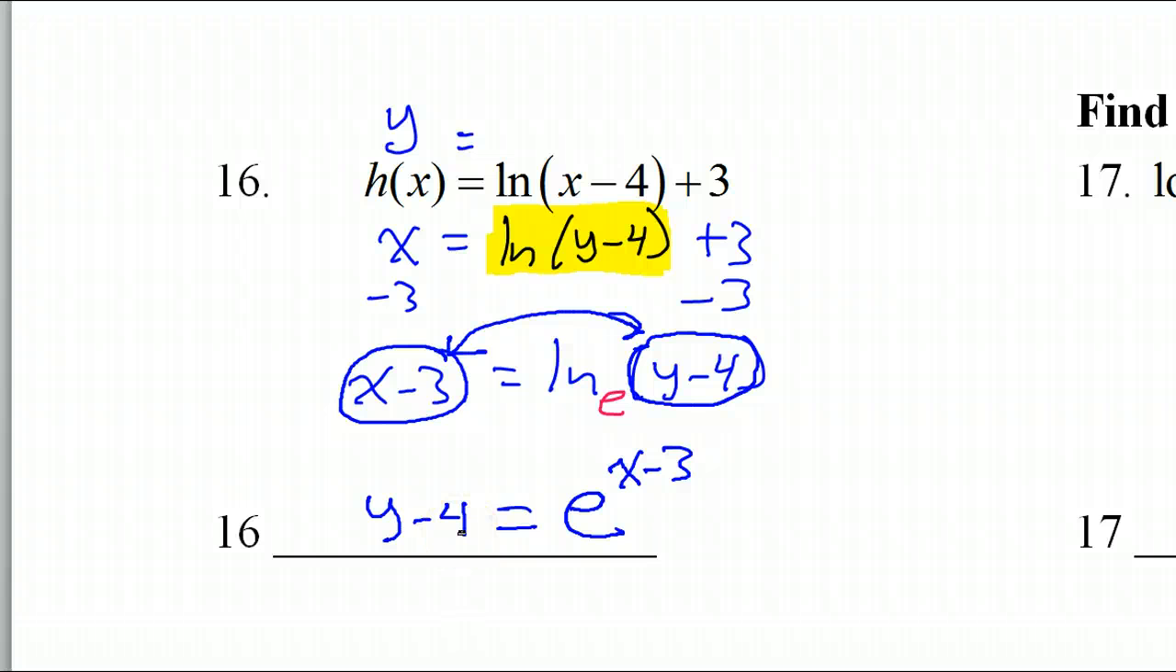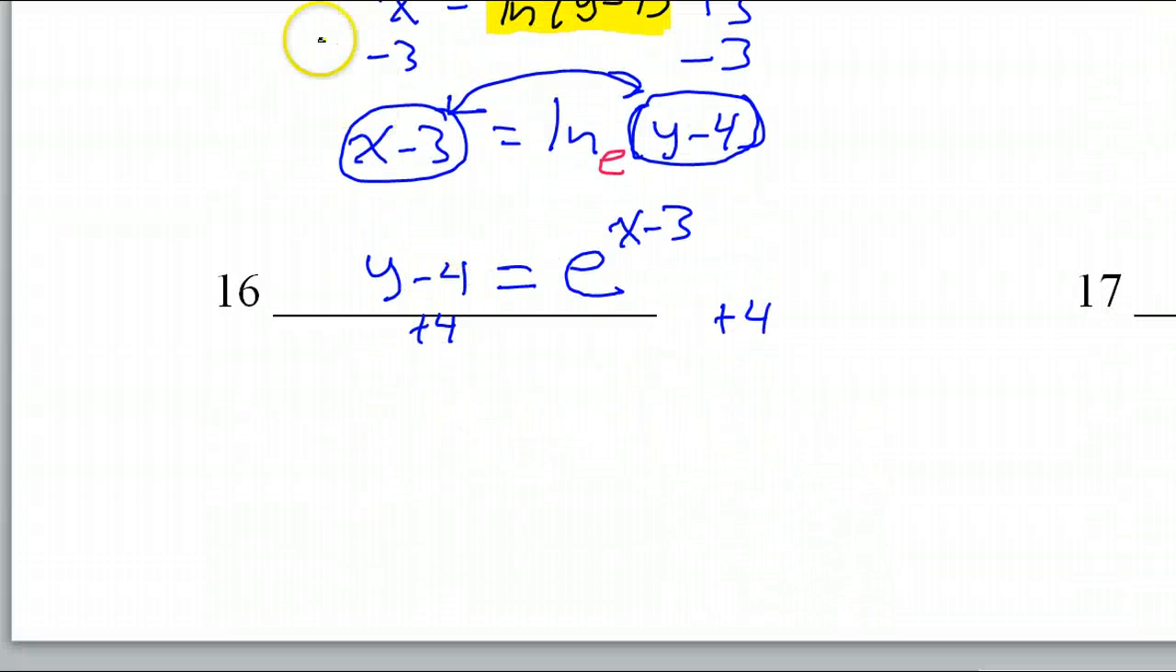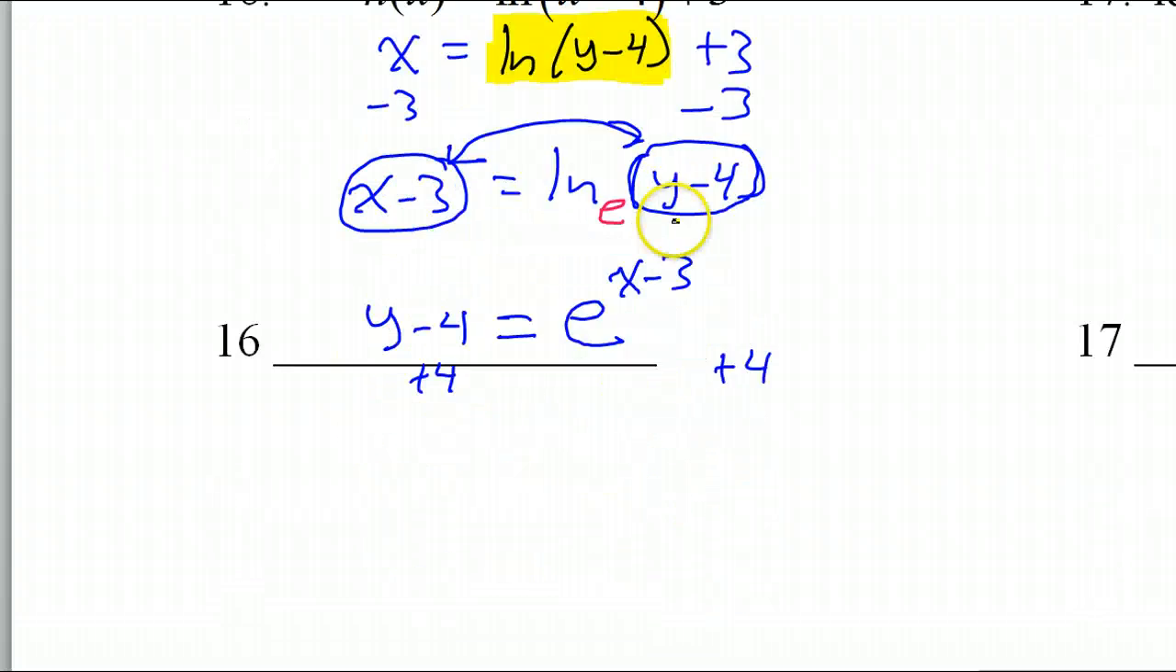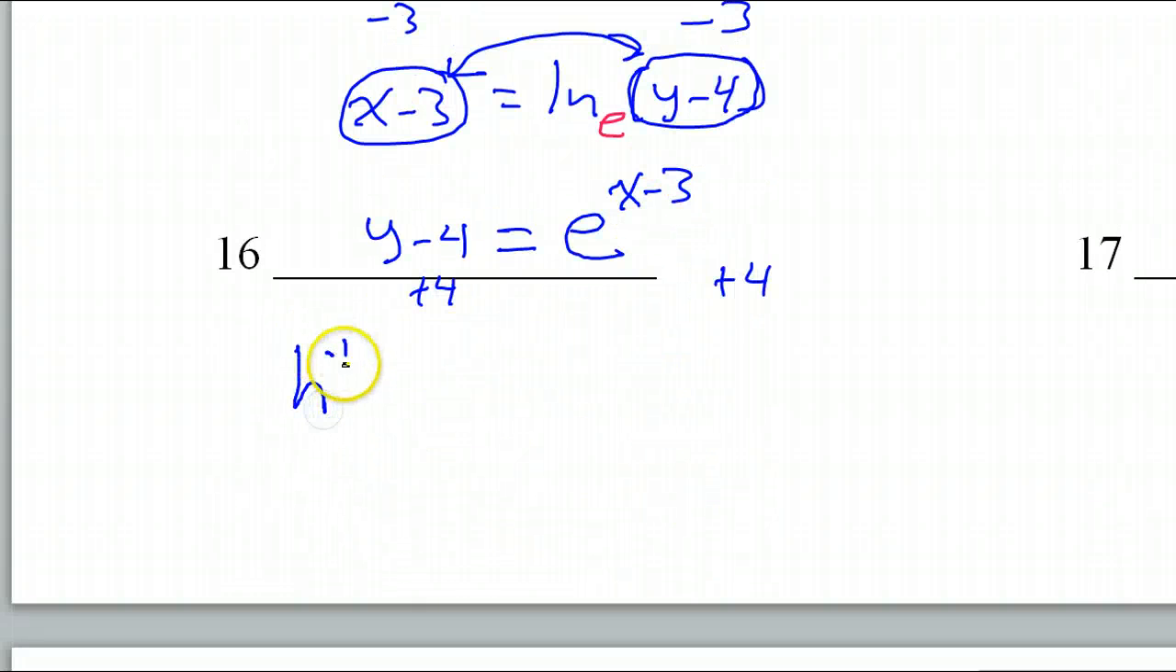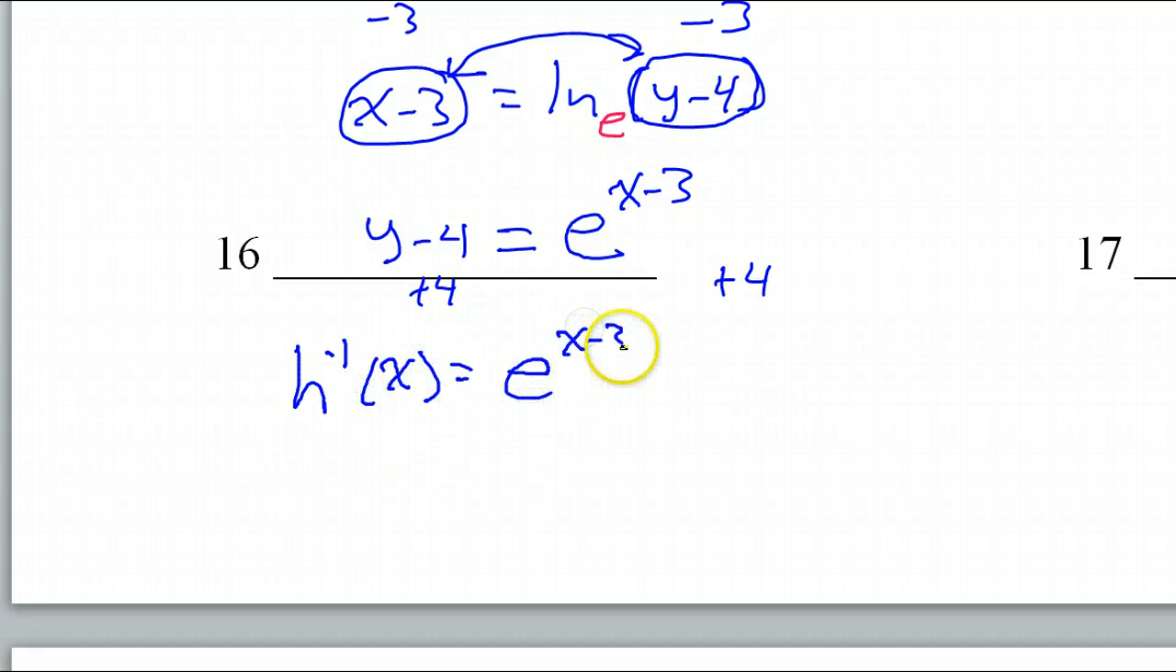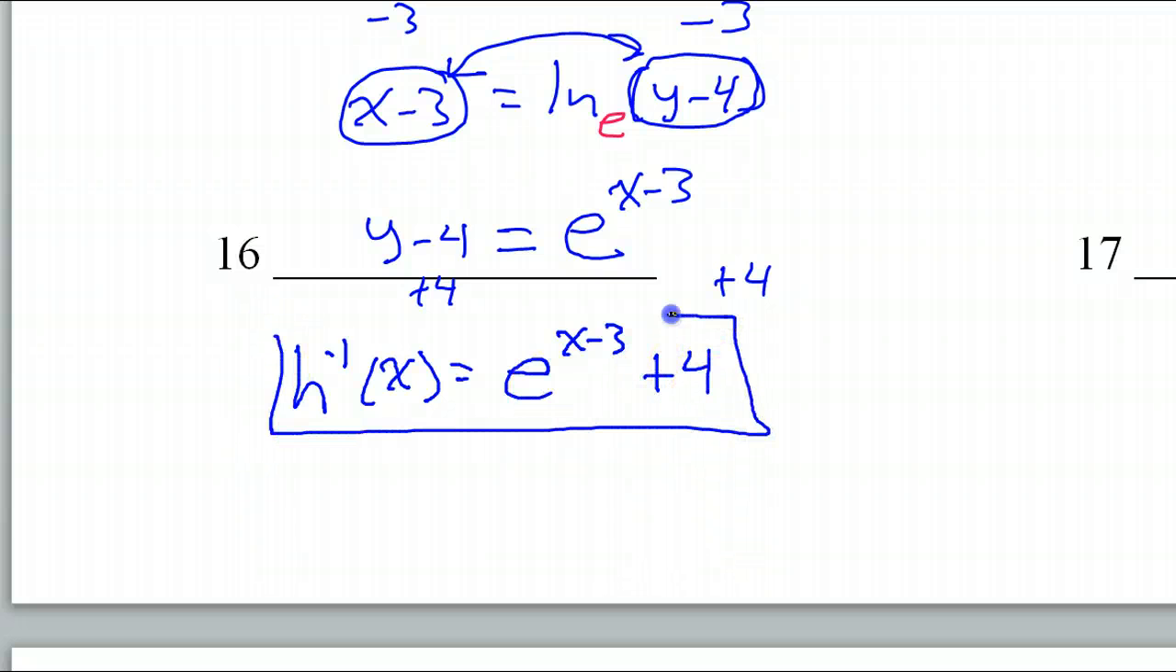This is not quite finished. I need to add 4 to both sides. Okay, just stick it on the end here. And so that means the final answer, this was an h, so the final answer is h inverse is equal to e to the x minus 3 power plus 4, like that.